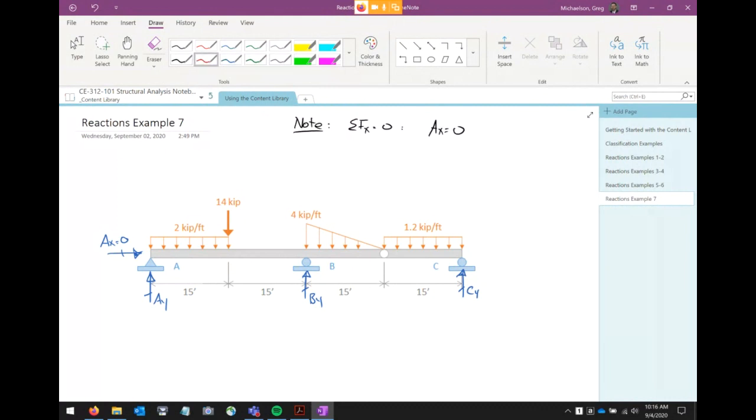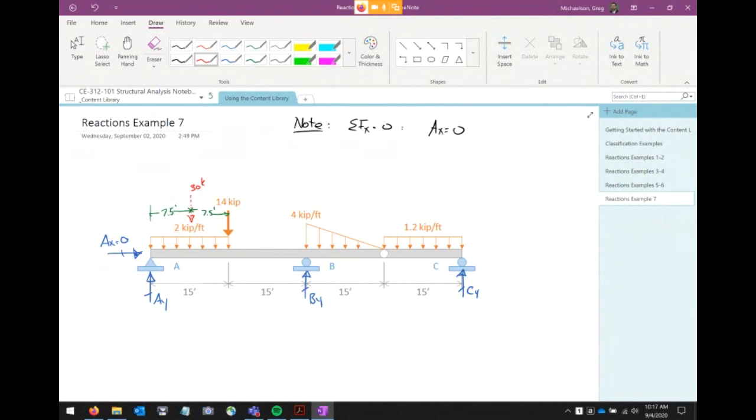Now, I want to start dealing with the distributed loads. Let's take those one at a time. Starting over here on the left, I have 2 kips per foot over a distance of 15 feet. So I'm going to say that's 30 kips, and I'm going to indicate that as 7.5 feet, 7.5 feet. Got my 14 kips.